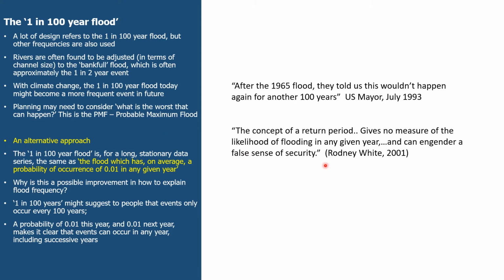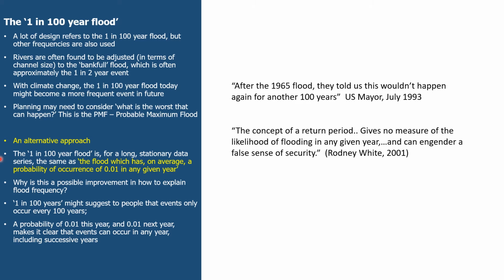As a result, Rodney White and others have suggested that we might think about flood frequency in a slightly different way. We have to remember the 1 in 100-year flood is for a long data series, and it's for one that is stationary. In other words, the mean is not changing due to climate change, for example, and actually the variability is not changing either. You could write the definition differently. It is also the flood which has, on average, a probability of occurrence of 0.01 in any given year. So this year it has a 0.01 probability, next year it has a 0.01 probability, the year after.